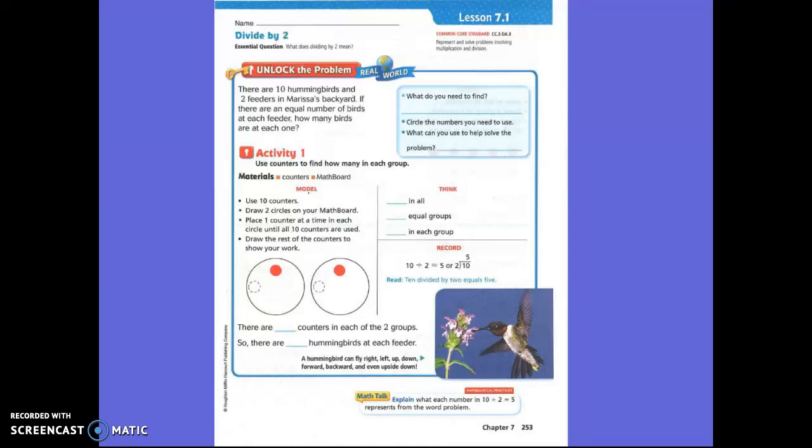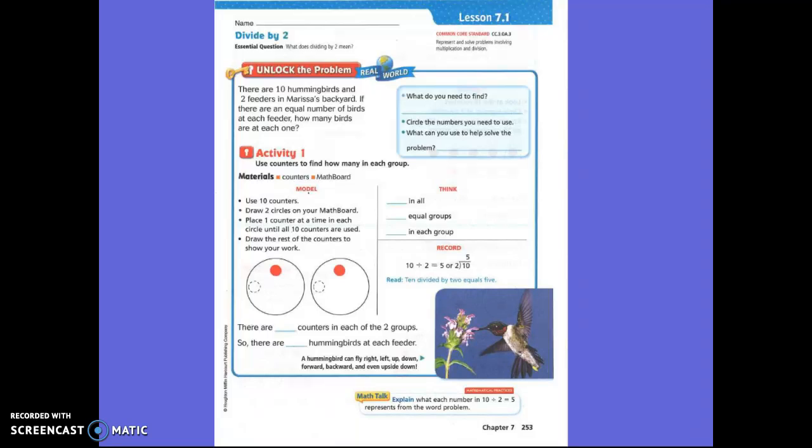To use models to represent division by 2. Read the problem, please. There are 10 hummingbirds and 2 feeders in Marissa's backyard. If there are an equal number of birds at each feeder, how many birds are at each one?